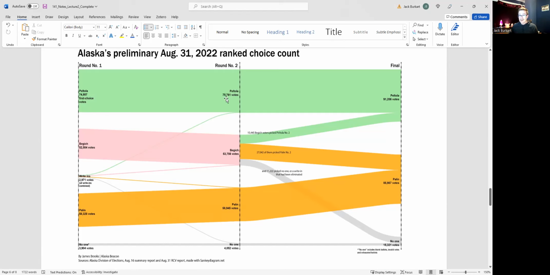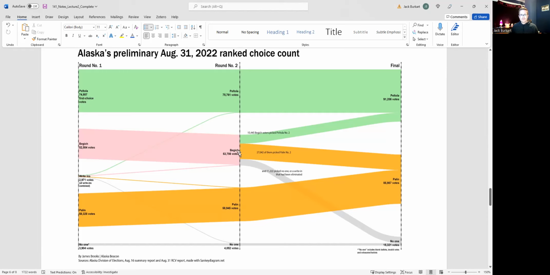75,761 votes is not a majority. So we look right here, Peltola had this many votes, 75,000, Begich had 53,000, and Palin had slightly more with 58,000. So at this stage, no candidate has achieved a majority. So we are going to eliminate the candidate with the fewest amount of first place votes. So that means we eliminate Begich.